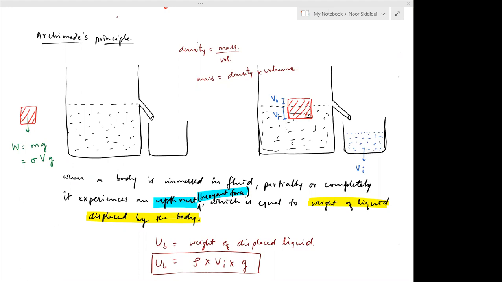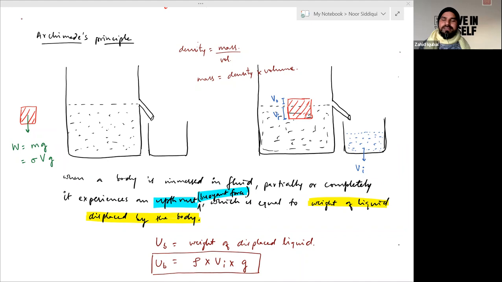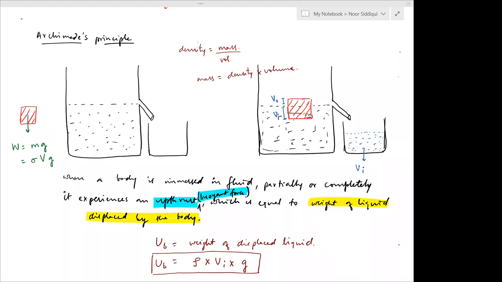Sir, how is buoyant force denoted as UB? It's just a representation for upthrust. Upthrust, the first alphabet is U, that way it is U. And since this is buoyant force, it is termed as UB. Okay, sir. I understand. Thank you.